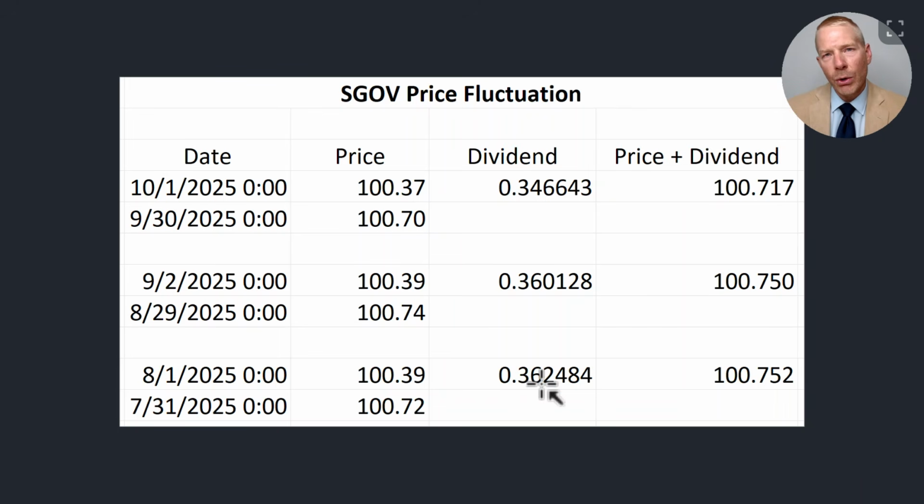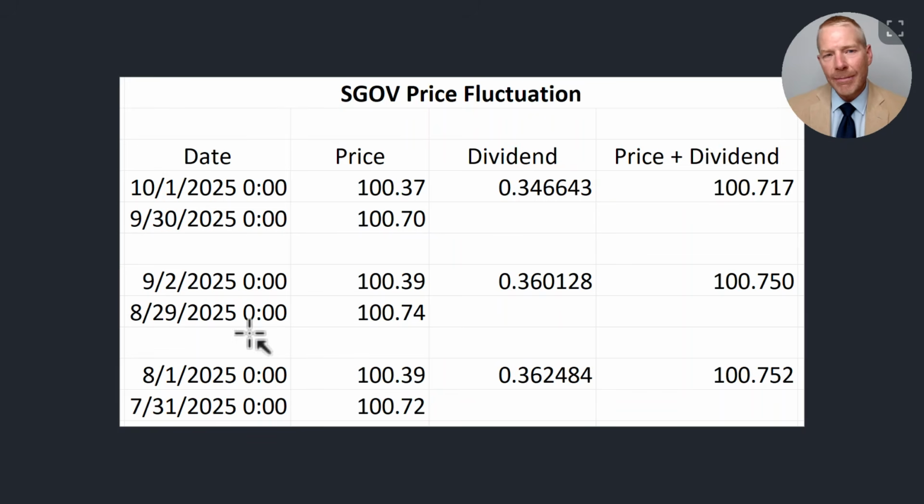So if you had owned SGOV prior to the dividend declaration, then your total position would be the dividend plus the price, and you would be at $100.752 on August the 1st, compared to July 31st, where you were at $100.72. So your dividend plus price went up in value, even though the share price dropped.